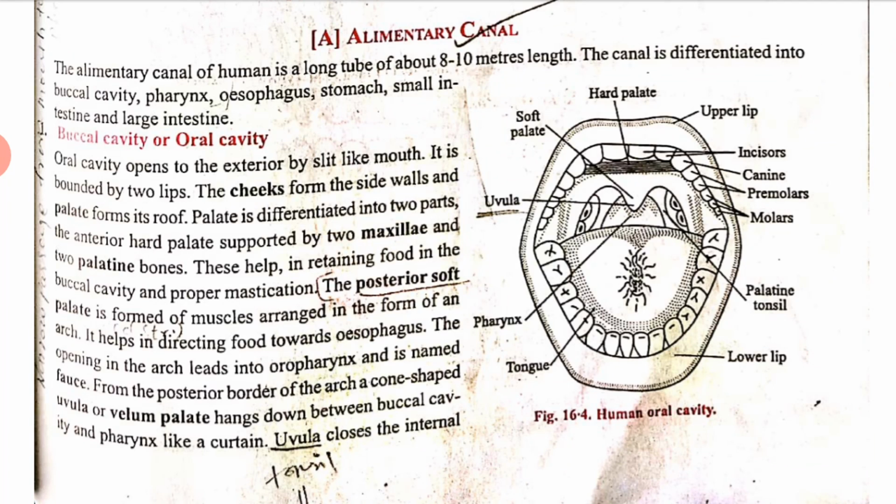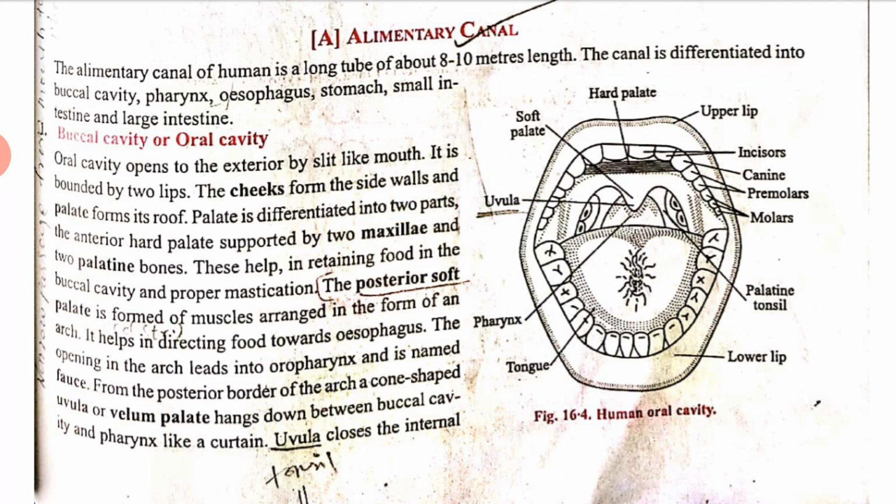It is bounded by two lips, the cheeks form the side walls and the palate forms its roof. The palate is differentiated into two parts: the anterior hard palate, supported by two maxilla and two palatine bones. These help in retaining food in the buccal cavity and in proper mastication. The posterior soft palate is formed of muscles arranged in the form of an arc, a curved structure. It helps in directing food towards the esophagus.